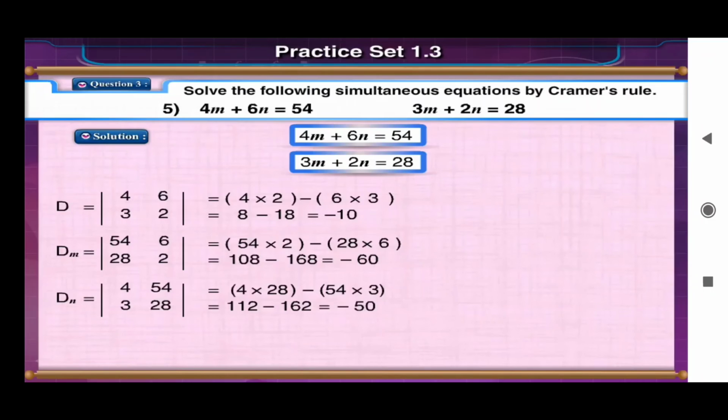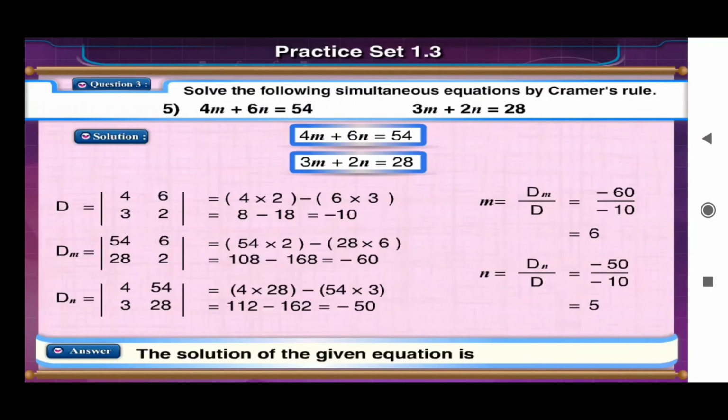Now, m is equal to dm upon d, which is equal to minus 60 upon minus 10, so that is equal to 6. And n is equal to dn upon d, which is equal to minus 50 upon minus 10, that is equal to 5. Answer: the solution of the given equation is m, n is equal to 6, 5.